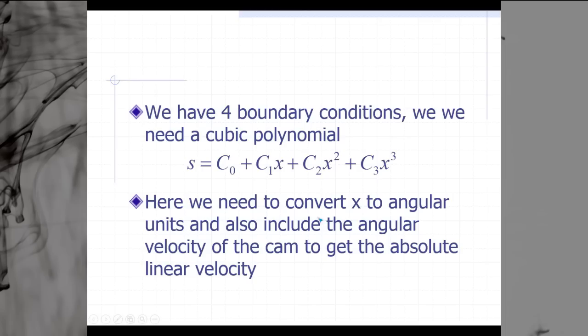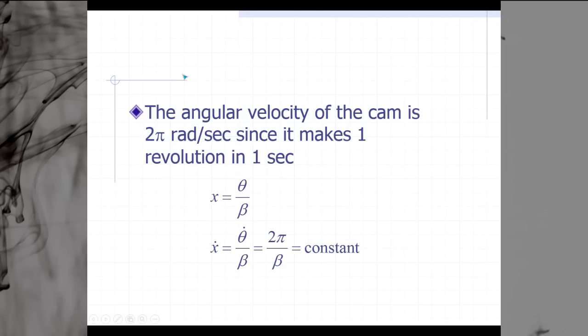But in this case, we're not going to do that because this is a critical path or constant velocity cam profile design, and there is a meaning for our x dot in this case, and we're going to see how that's done in a second. The angular velocity of the cam is 2 pi radians per second. For this particular example, we were told that this entire motion would happen in 1 second.